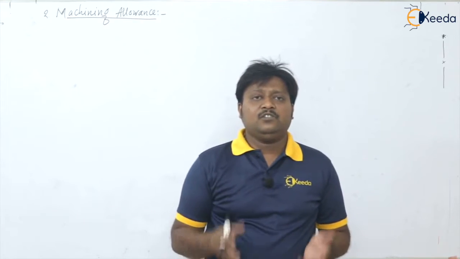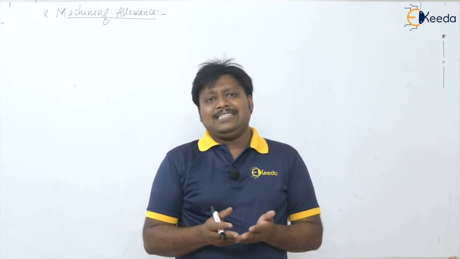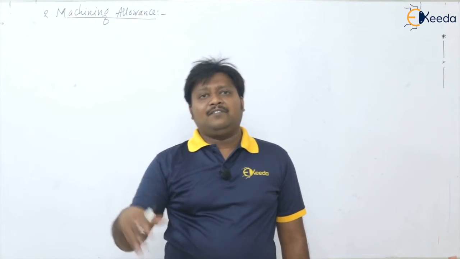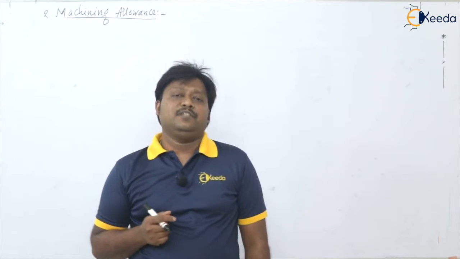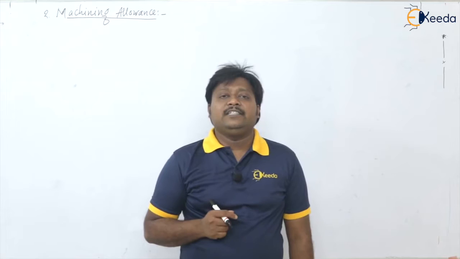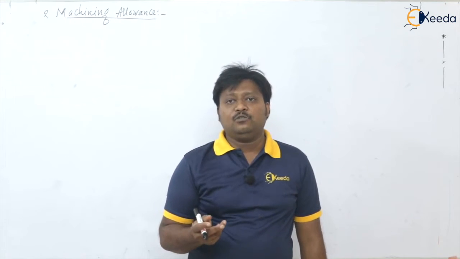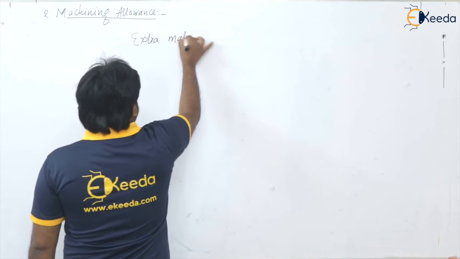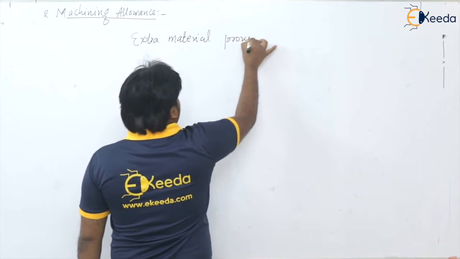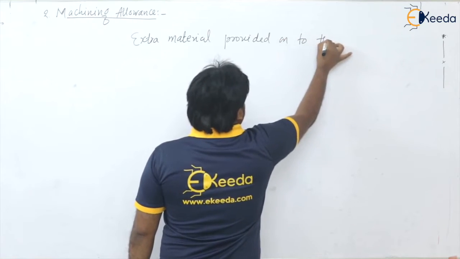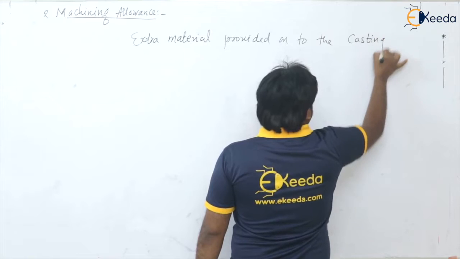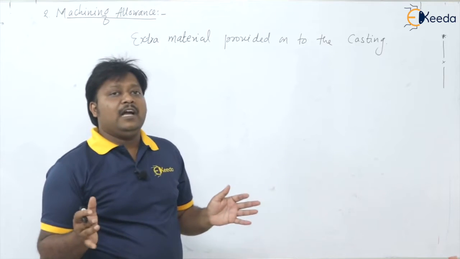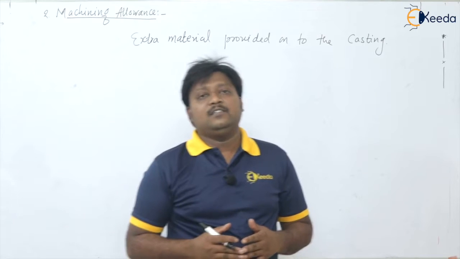So what is machining allowance? By definition, it is an extra material provided on the casting so that it can be removed after the casting process to get the required surface finish on the casted product. That is known as the machining allowance. Understood? Simple. This is nothing but the extra material provided onto the casting, and this extra material is going to be removed during the machining operation. That's why you have to provide this machining allowance.